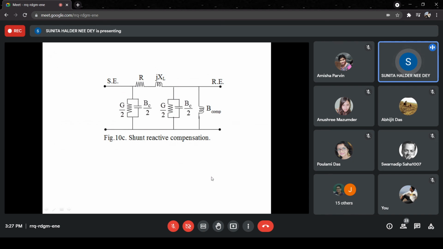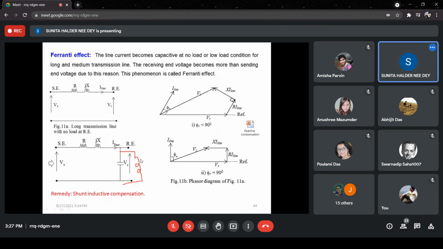So compensation means actually modifying the reactive power. For the heavy loading condition, when we are not able to reach the SIL, we shall use a series capacitor to compensate the series inductance of the line, or a shunt capacitor to increase the shunt capacitance of the line. But during no load or low load condition, when the voltage at the receiving end becomes higher than the sending end voltage, it may create insulation failure at the receiving end. To overcome that, we use the shunt inductive compensation. Shunt means parallel, inductive means we shall connect an inductance.